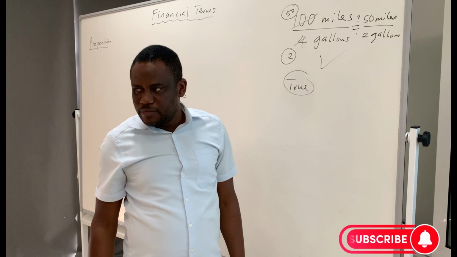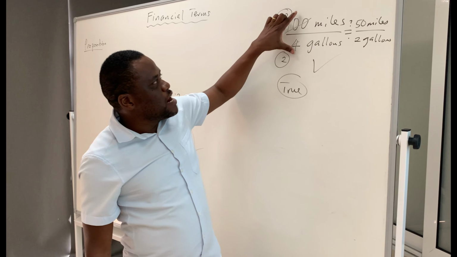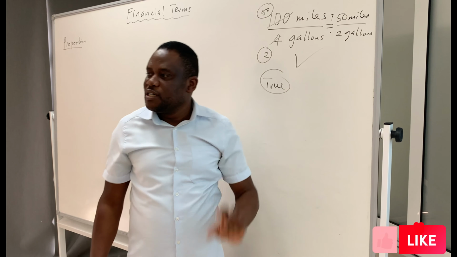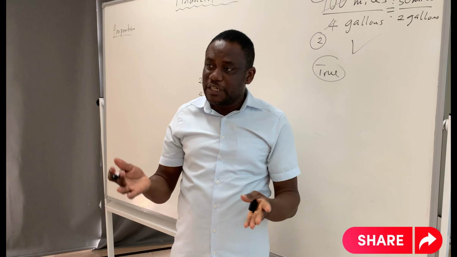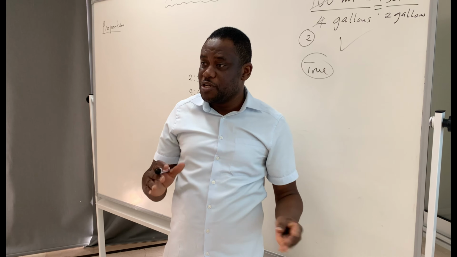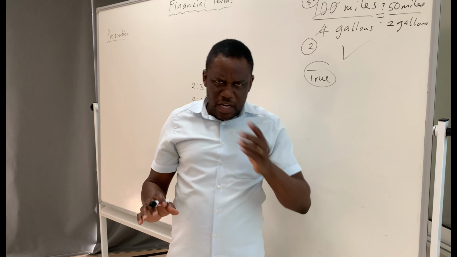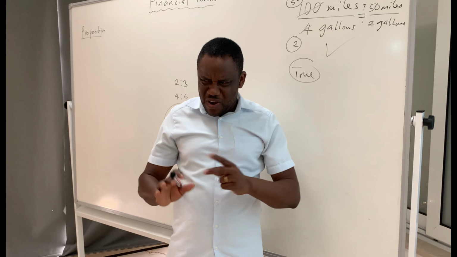Right? If the right-hand side is the same as the left-hand side, it means it's true. But if it's not the same, it means something is wrong. It means it's not true. Right? Now, let's look at another example to make it more clear.